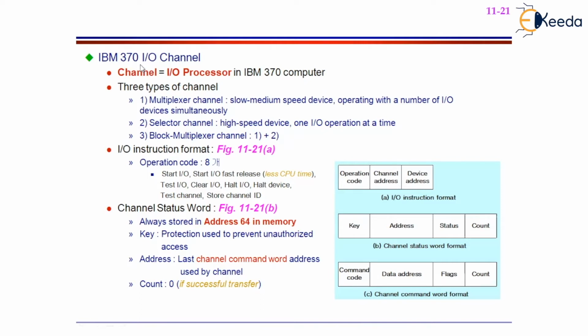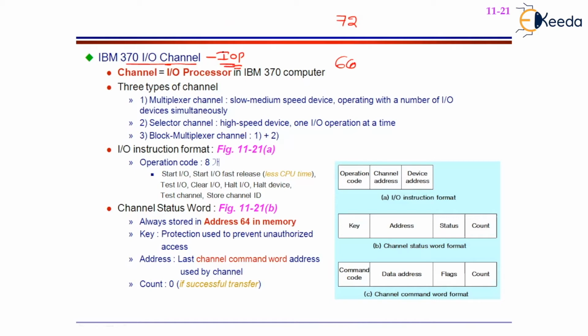In the main memory, the IBM 370 channel uses two locations. One location is 72. One more location is 66. These are two common main memory locations used by the IO processor. I'll call it an IO processor, IBM 370 channel. I can use IBM 370 channel and IO processor interchangeably. Both are referring to the same thing.